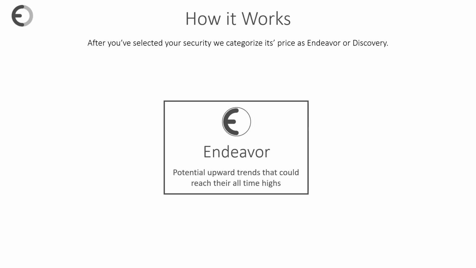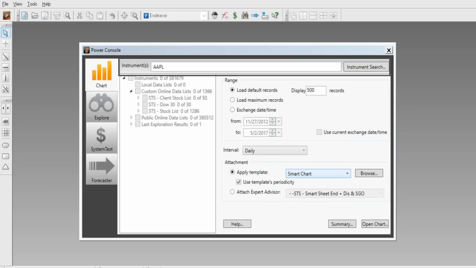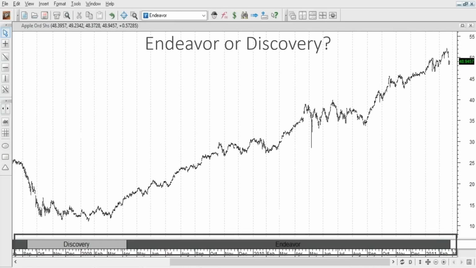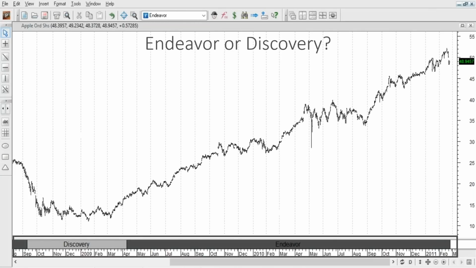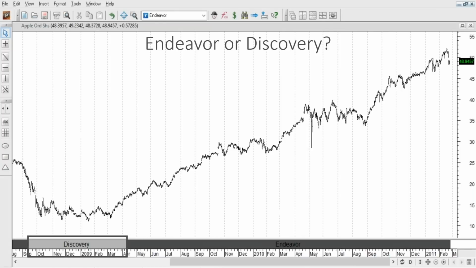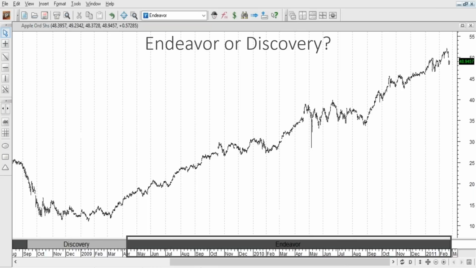Today, we're only going to focus on the Endeavor category, potential upward trends that could reach their all-time highs. Inside Metastock, all you guys have to do is type in the ticker symbol that you're looking for. Then, when the chart comes up, simply apply the Endeavor and Discovery template, and a ribbon will appear on the bottom of the chart, identifying the category that price is in. When the ribbon turns to light gray, that represents Discovery, and when the ribbon turns to dark gray, that represents the Endeavor category.